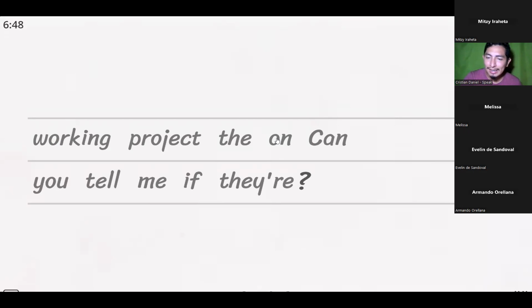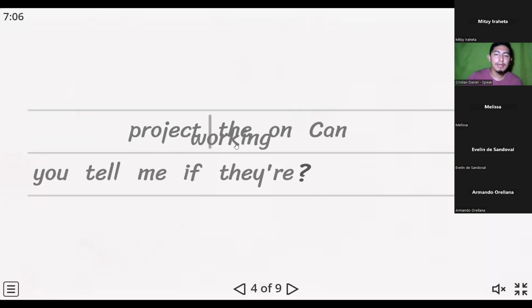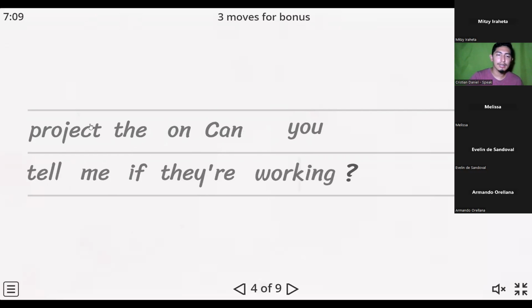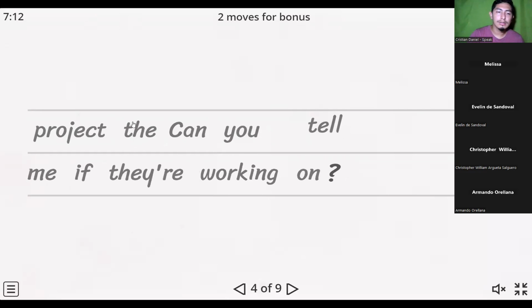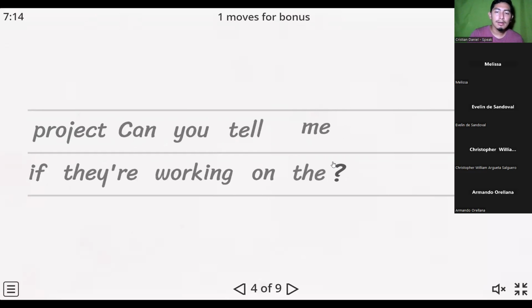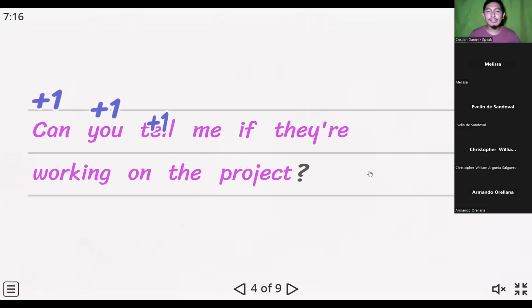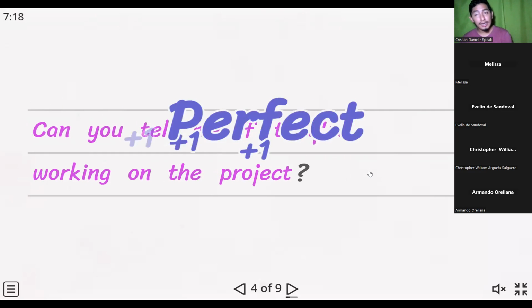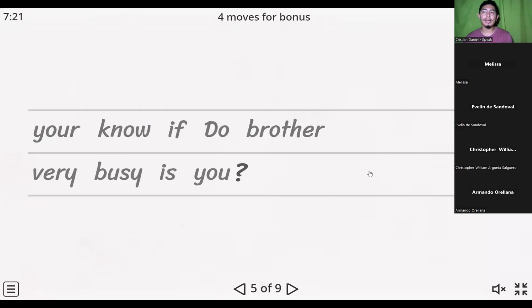Okay, let's see. I can see Armando wants to help her and also Mitzi. So let's give the opportunity to Armando. Tell me, please, what could be the next part of the question? Can you tell me if they're working on the project? That's right. Can you tell me if they are working on the project? It was a great job, okay? You did it really nice. So we have the right order.